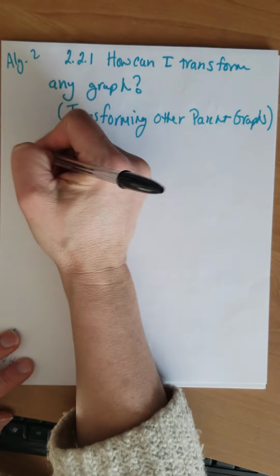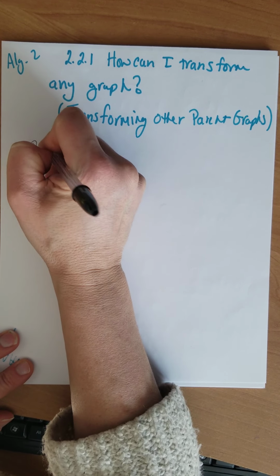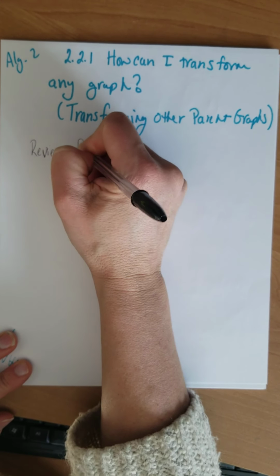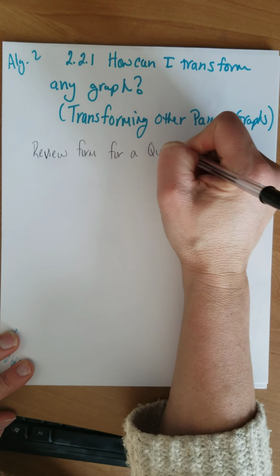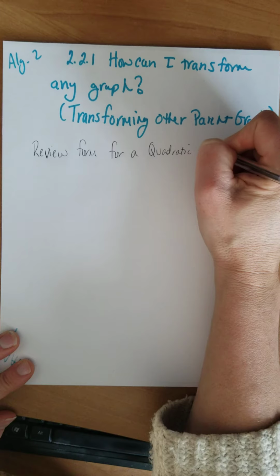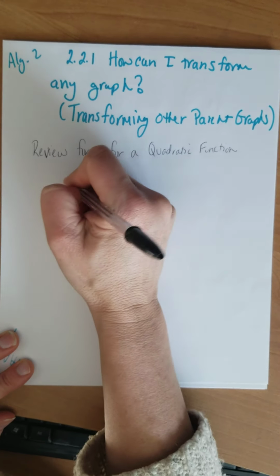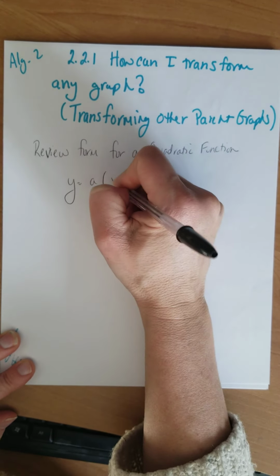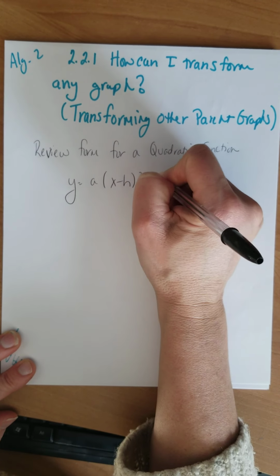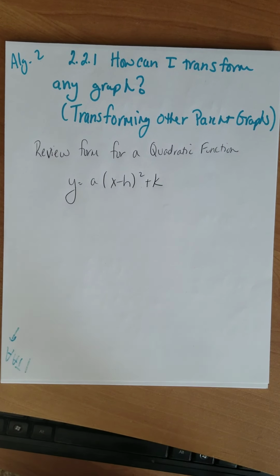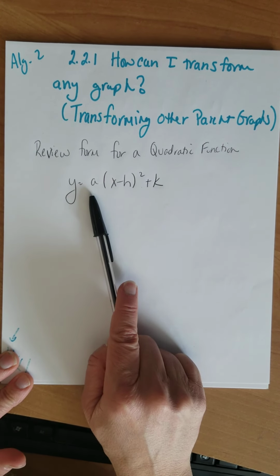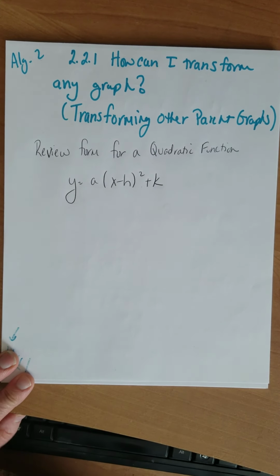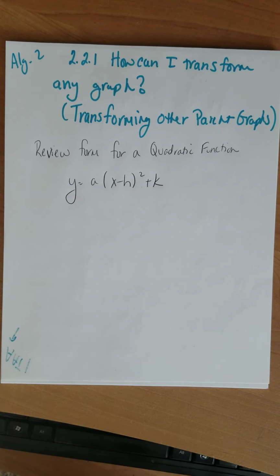So what I want to review here is graphing form for a parabola. This is for a quadratic function. y equals a times the quantity x minus h squared plus k. If you do not have this in your notes by now, you should. I've done it a lot of times. The a is your vertical stretch or compression or reflection over the x-axis. h is your horizontal shift. k is your vertical shift.